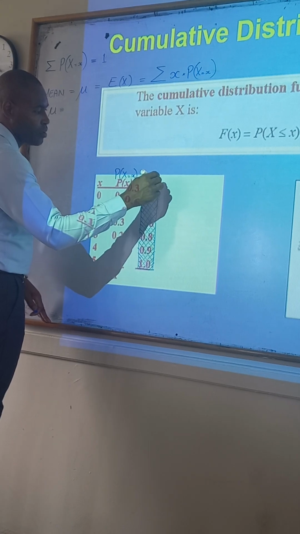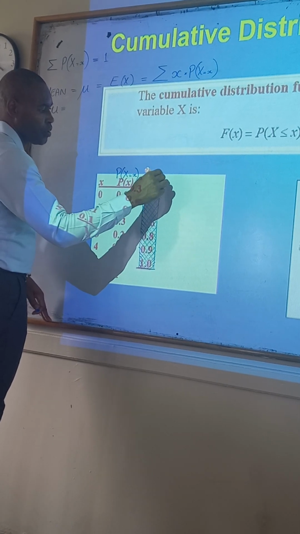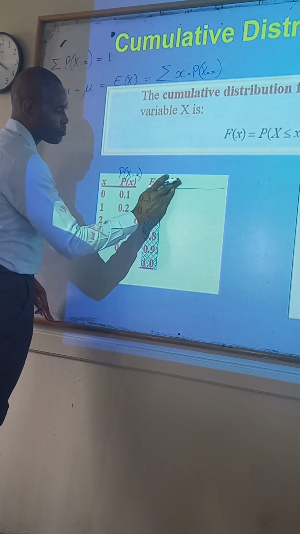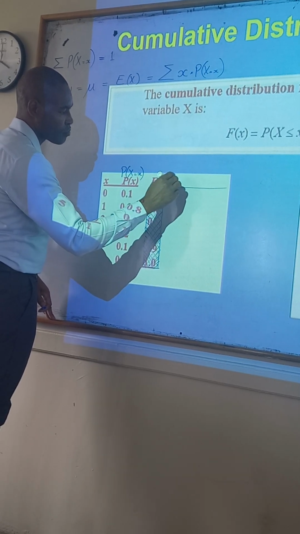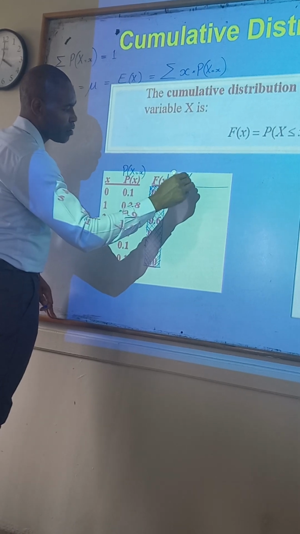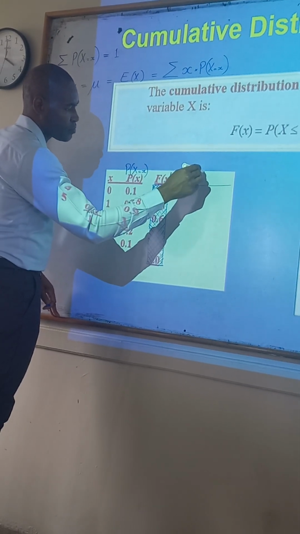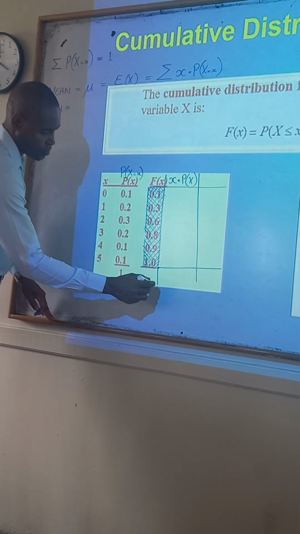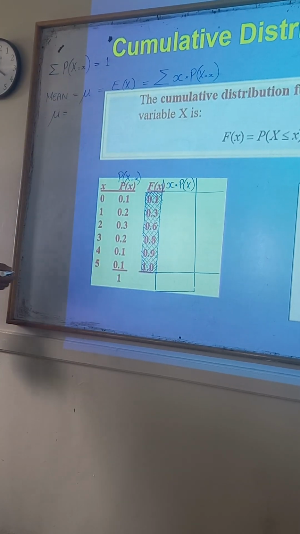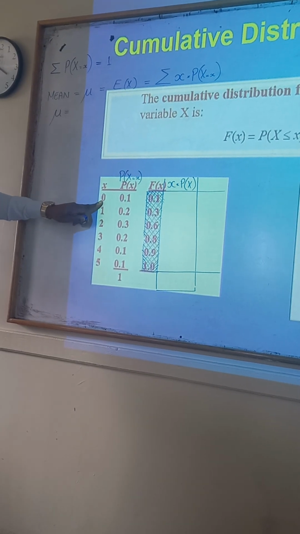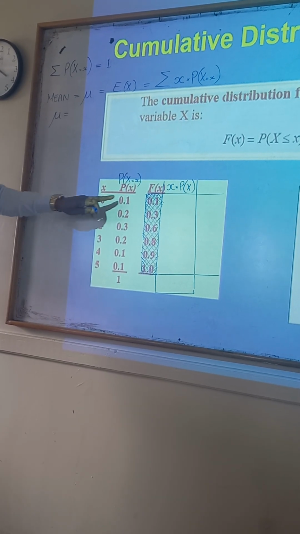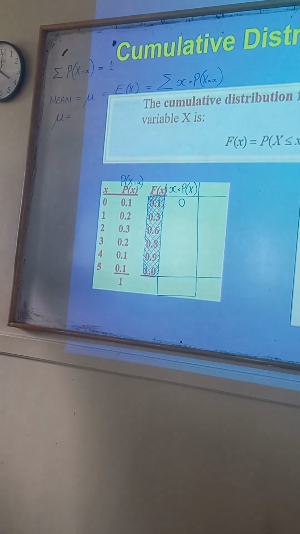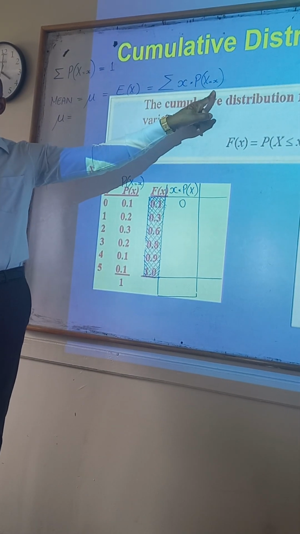So, here we go. I'm going to take my x value and I'm going to multiply it by my probability. And then I'm going to add them. Okay. My first x value is 0. When I multiply 0 times 0.1, I'm getting 0, because this is x times the probability, right?